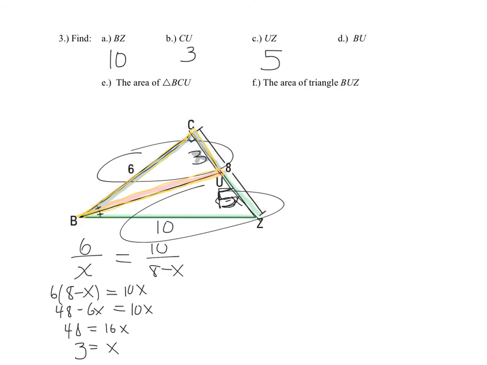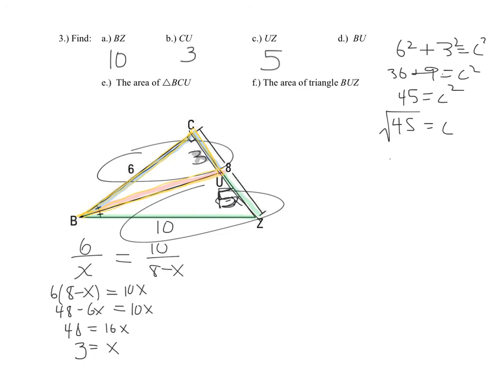So if we do 6 squared, actually let me move this over here. If we do 6 squared plus 3 squared, we're going to get the hypotenuse squared. So 36 plus 9, and that gives me 45. And then we need the square root of 45, which is 9 and 5, so 3 radical 5. So that is BU, 3 radical 5.